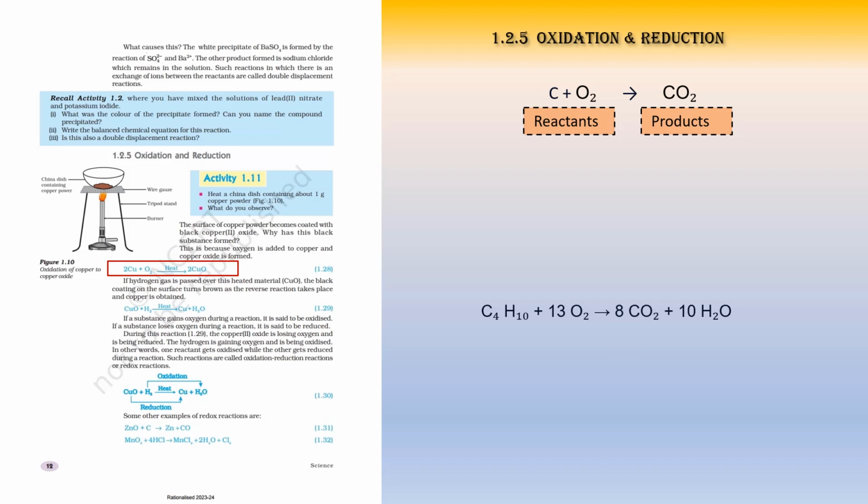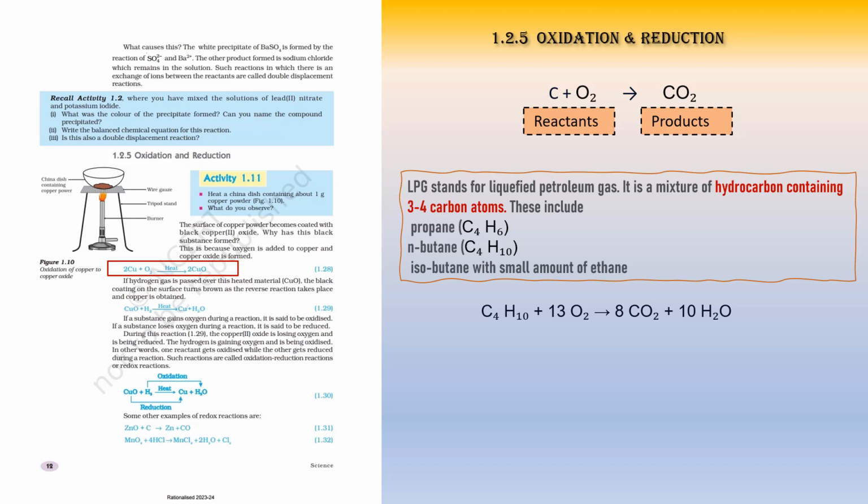C4H10, that is butane, plus oxygen forms carbon dioxide and water. If you don't know what butane is, it's a hydrocarbon. Hydrocarbons are compounds formed by carbon and hydrogen in different ratios. The LPG, that is the liquefied petroleum gas that we use for domestic fuel, contains n-butane as one of its components other than propane and isobutane and a small amount of ethane.